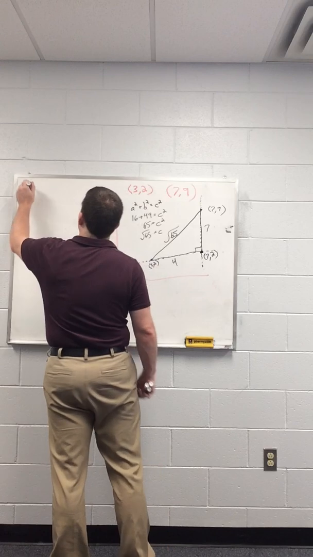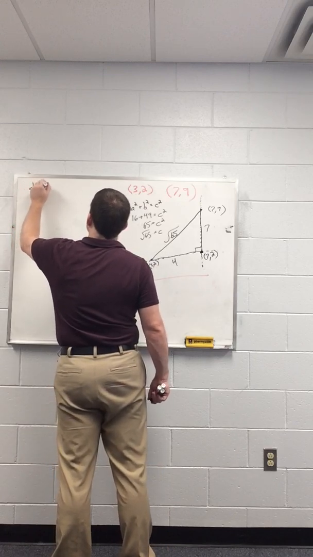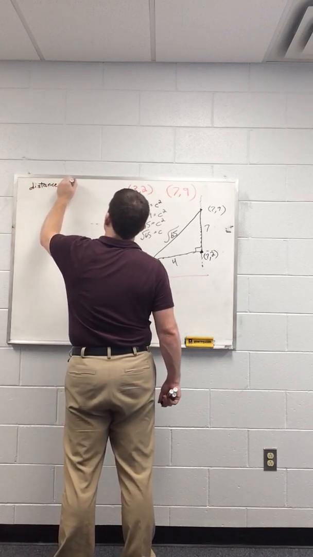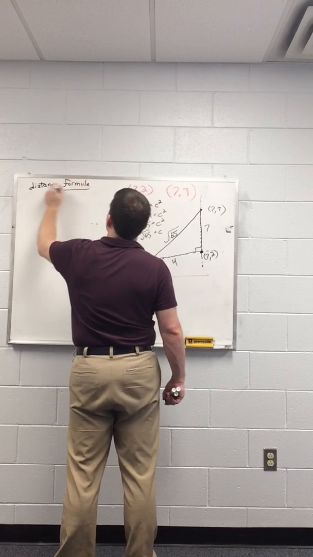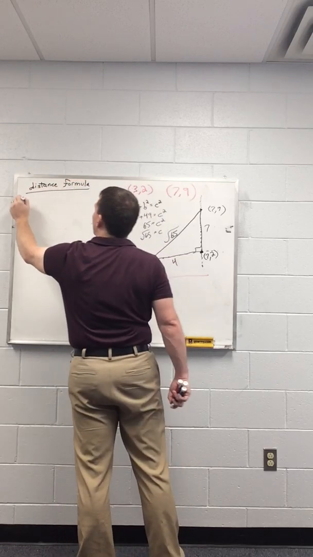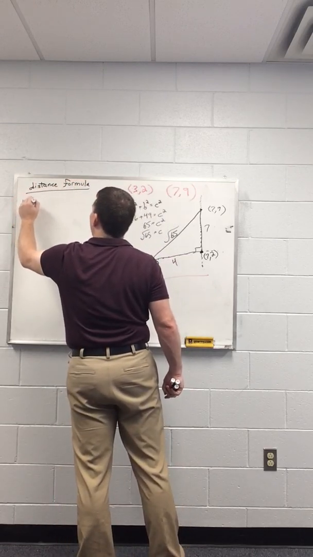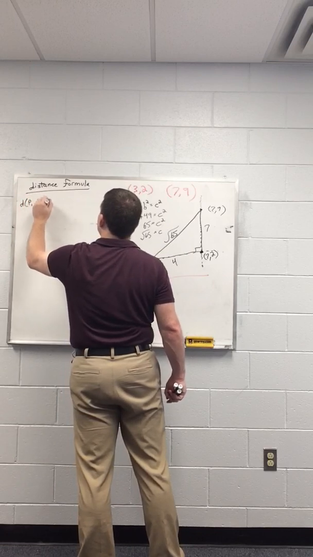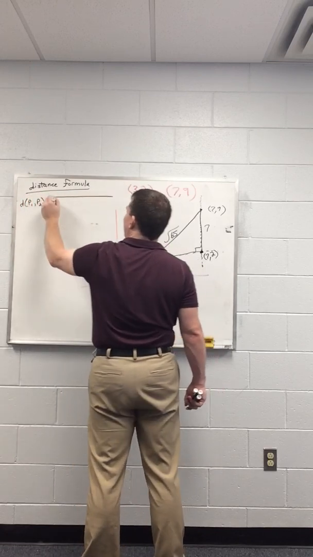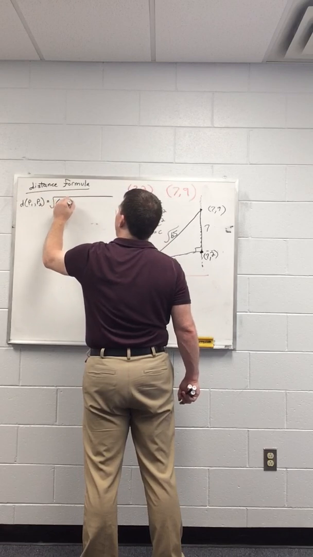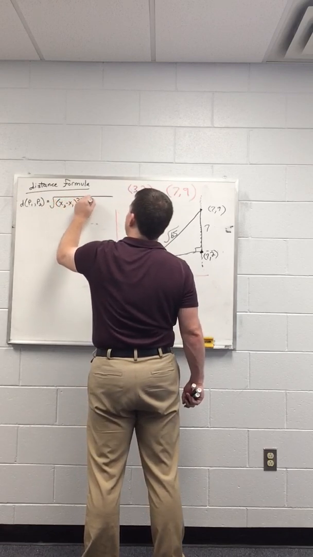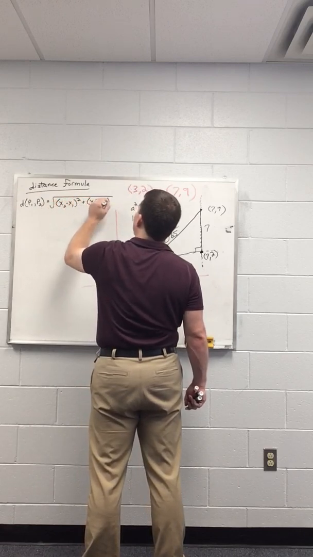It's called the distance formula to find the distance between 2 points. And as far as it goes, we say the distance between 2 points, I'll call them P1 and P2, is the square root of (x2 minus x1) squared plus (y2 minus y1) squared.